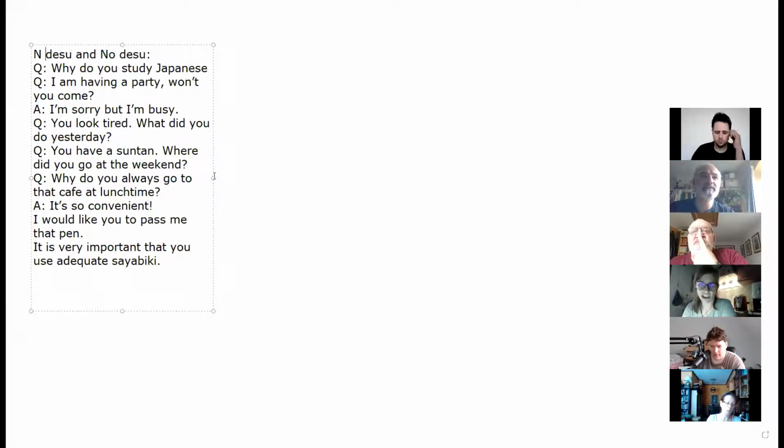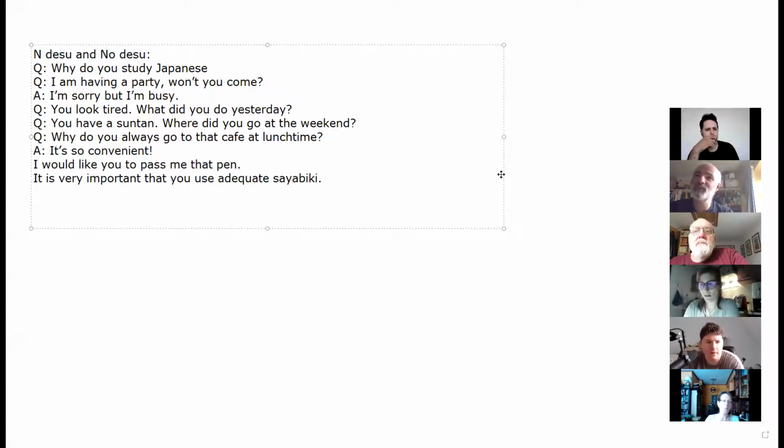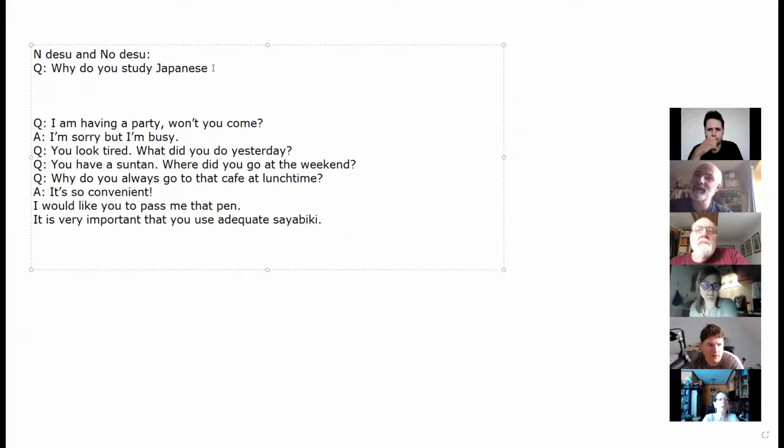So we're going to do this interactively. There's going to be some questions and some answers. What I'll do is I'm going to name the questioner and I'll name the answerer. The question will almost certainly need to use ndes, and I'd like the answer to also use ndes as much as you can. So Tobe, you're going to ask Jock this question here: Why do you study Japanese?